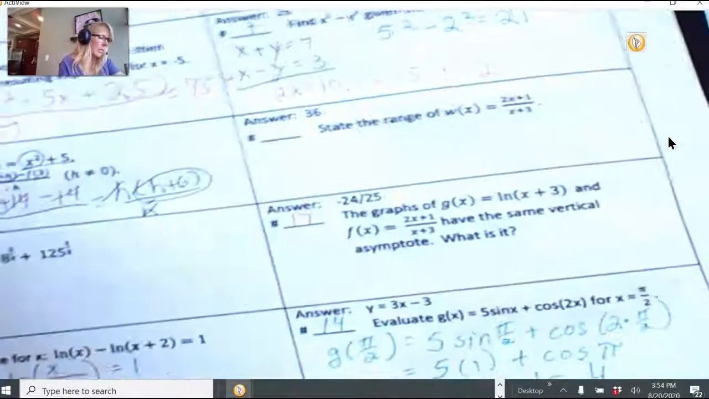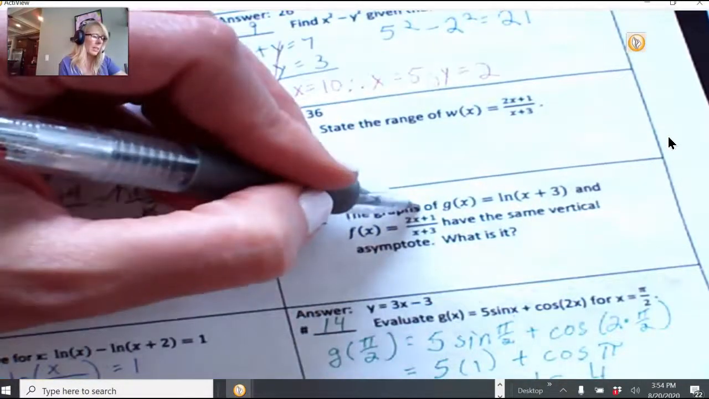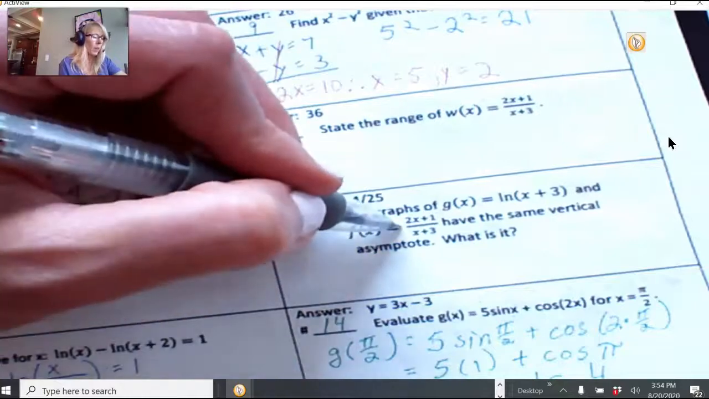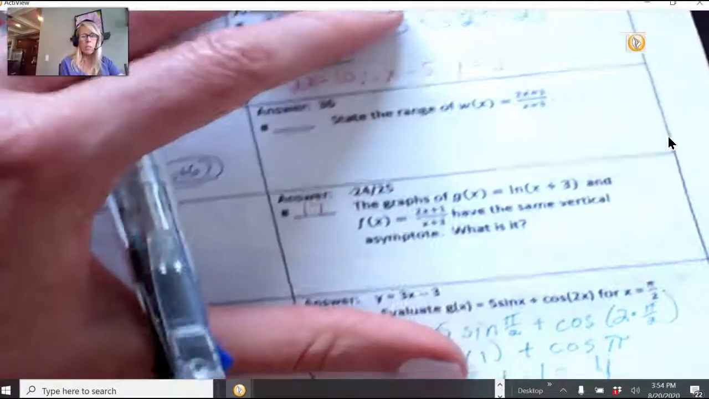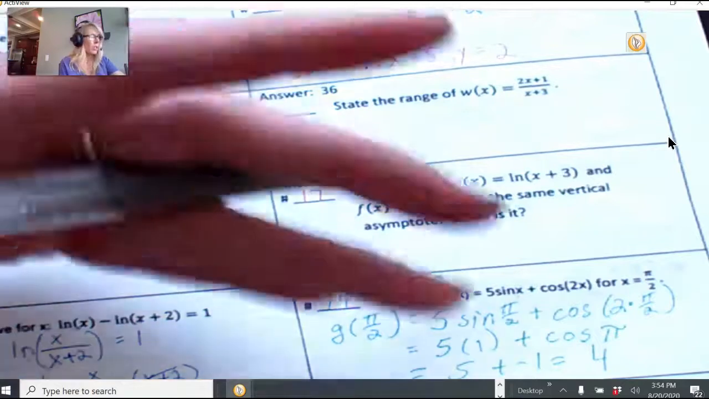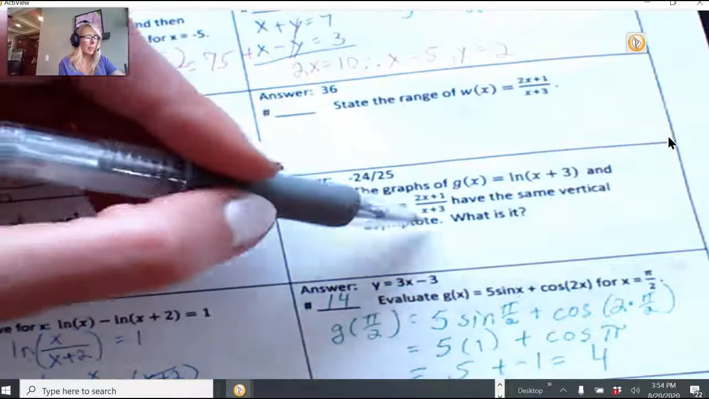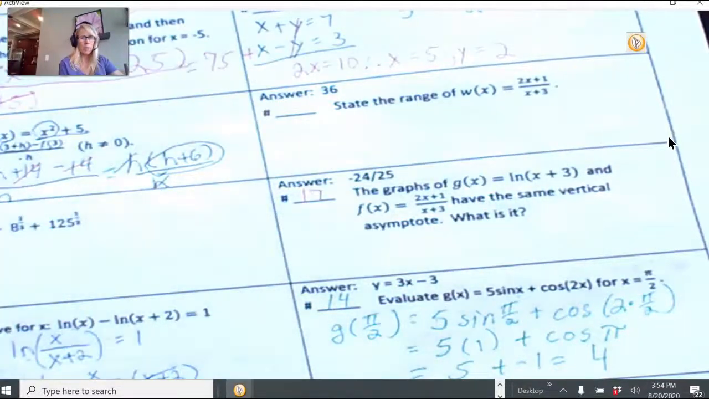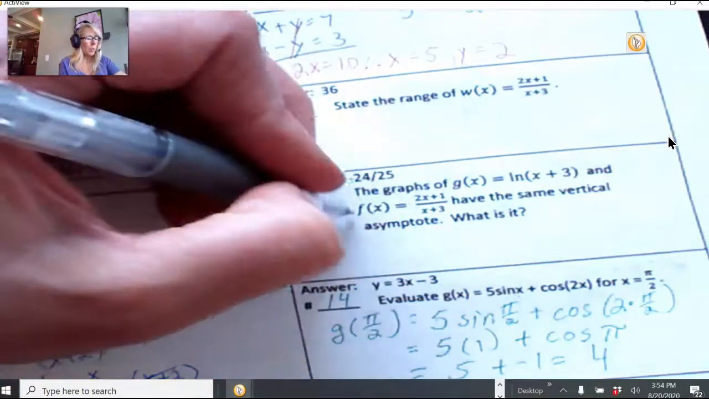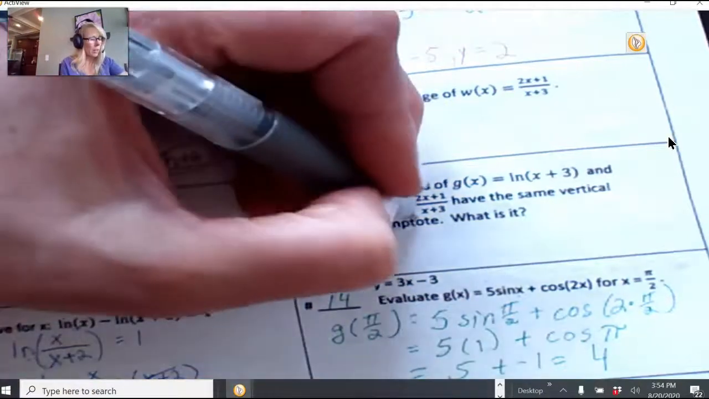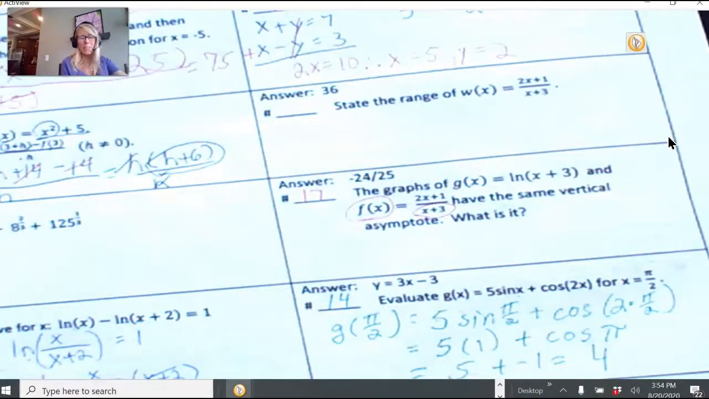Number 17 says the graphs of g of x equals natural log of x plus 3 and f of x equals all that stuff have the same vertical asymptote. What is it? There's 2 ways to find it. If they both have the same vertical asymptote, unless one of them has 2 vertical asymptotes, which they don't, I know that, for example, f of x, since it's a fraction, has a denominator, and that denominator can't be 0. X plus 3 cannot be 0.